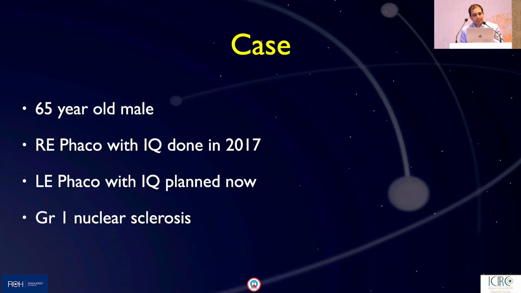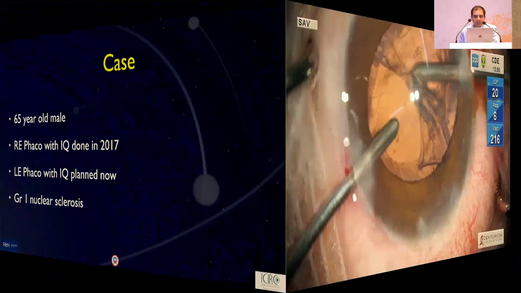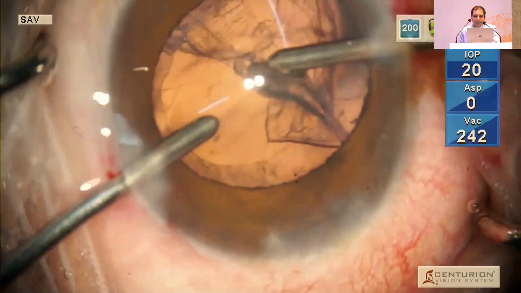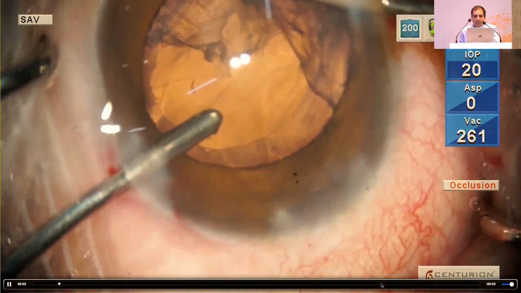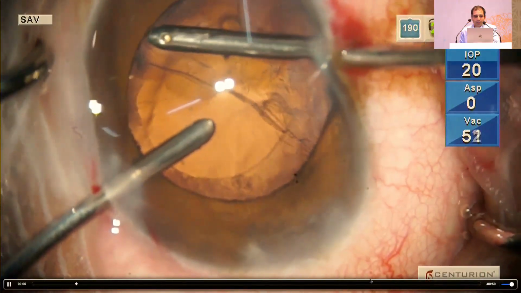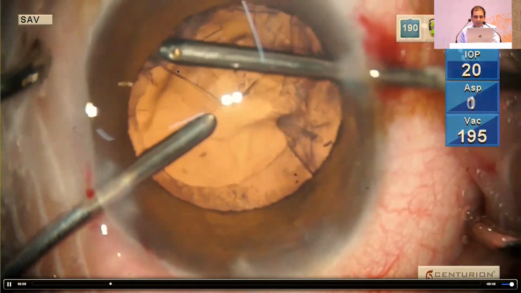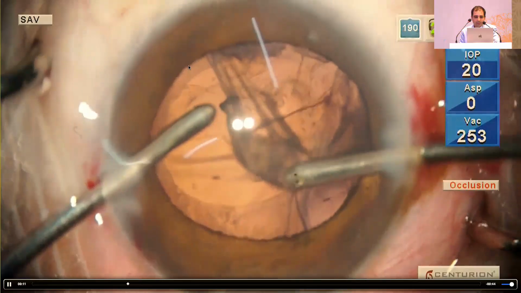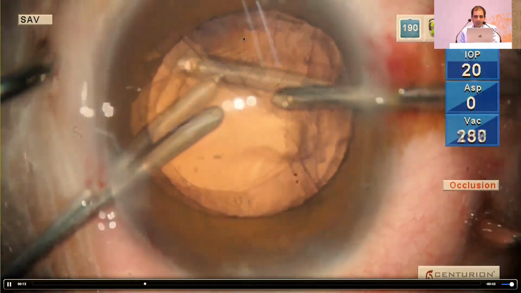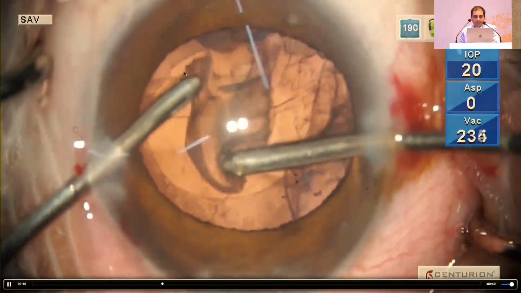So this was a 65-year-old male, right eye cataract surgery done in 2017, now planned for the second eye, grade 1 nuclear sclerosis. And everything seems to have gone off well. We are doing the irrigation aspiration, cortex removal with our bimanual technique. And if you notice here, while doing this, I can see a little line appearing, which is far too clear compared to the rest of the capsule.